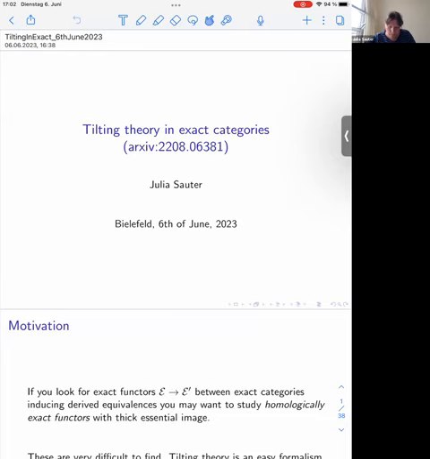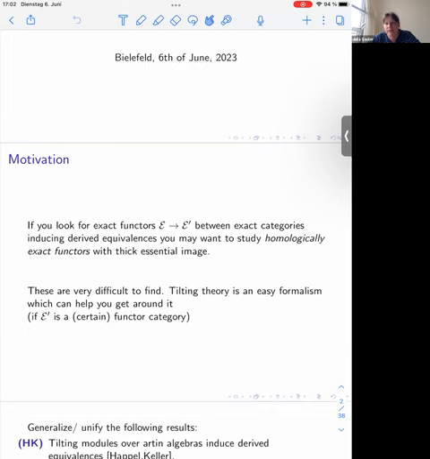So let's look at the easiest. What you normally do if you have two exact categories, E and E prime, and if you want to study derived equivalences only on the level of exact categories, you would look for exact functors between exact categories which induce derived equivalences. And so the usual properties that you want is that it's homologically exact. This means you want induced isomorphisms on all the Ext groups, and you want that the image is kind of thick to get the essential surjectivity of your derived functor.